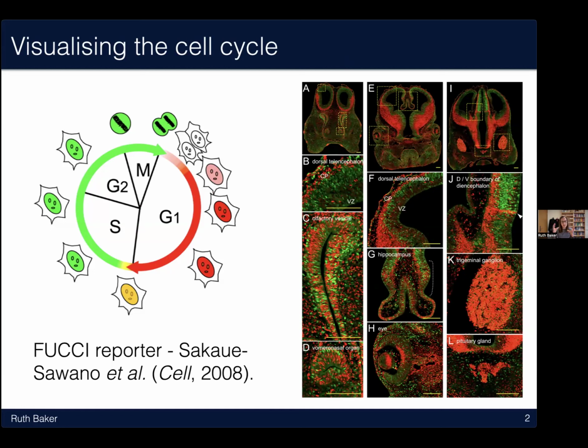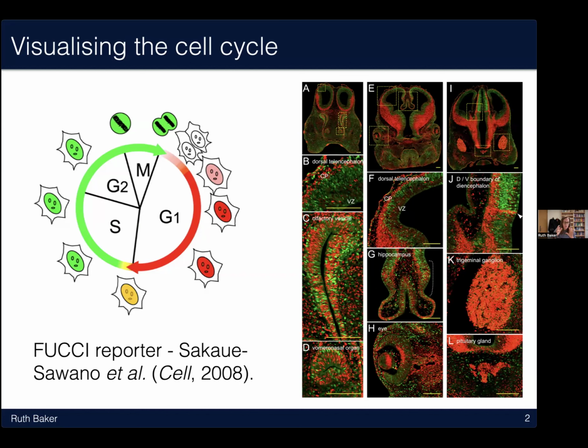So the idea is that this team of investigators engineered a reporter such that when cells are in phase G1 of the cell cycle, then they express a red fluorescent protein. When they move into SG2M, they start expressing a green fluorescent protein. And then you get some slight overlap between G1 and S where things look yellow. And immediately after mitosis, they go dark for a short period of time.